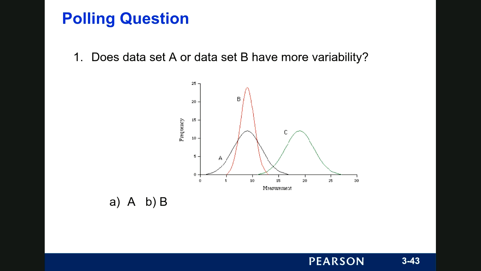So you can see most of you chose A, and the question is, does data set A or B have more variability? Now you know that variability means spread, how the values are spread out. So yes, answer choice A is correct. It is more spread out than B.